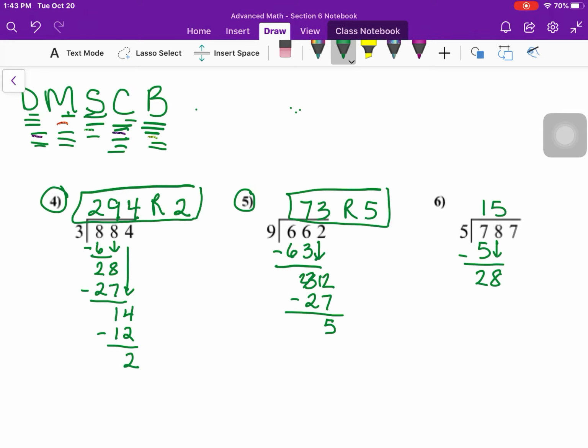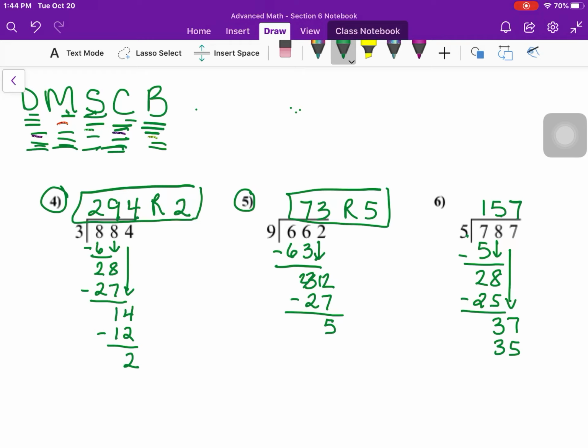Goes in there 5 times. Then we multiply 5 times 5 and get 25. Then we subtract, and we get 8 minus 5 is 3. We check to be sure 3 is smaller than 5. We bring down our 7 and repeat the process. So we divide, and we say 5 goes into 35. 7 times. We multiply 7 times 5 to get 35.